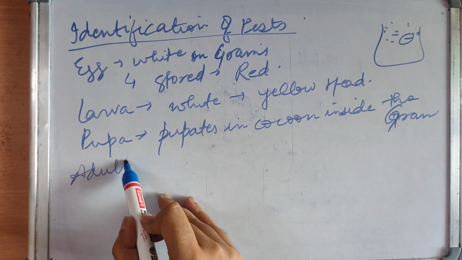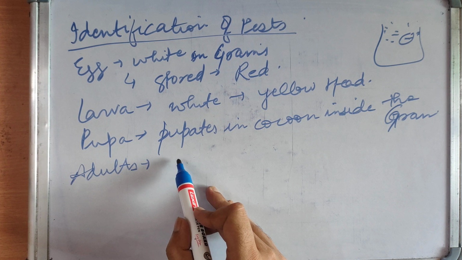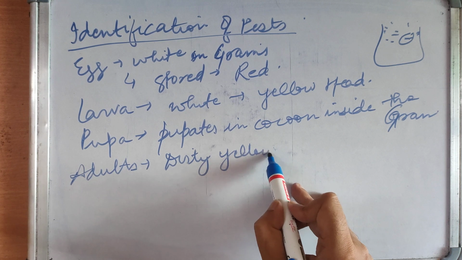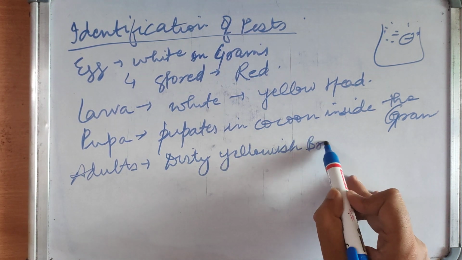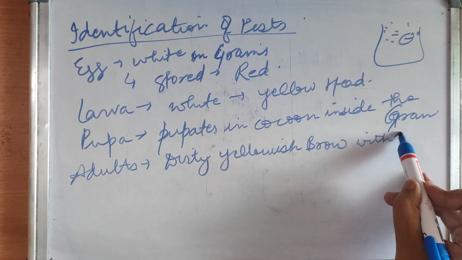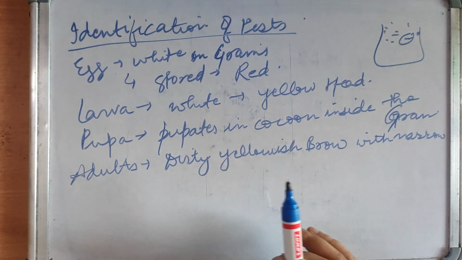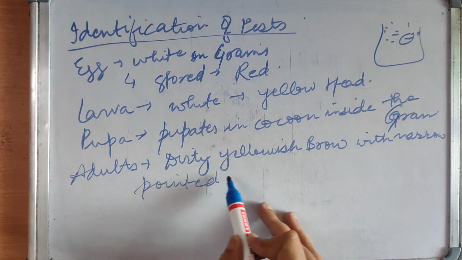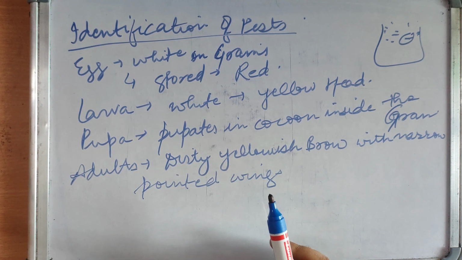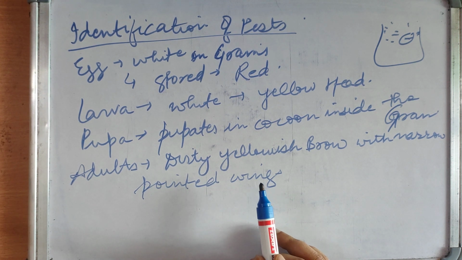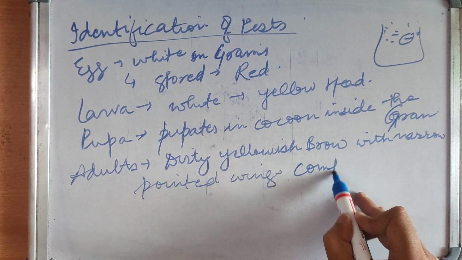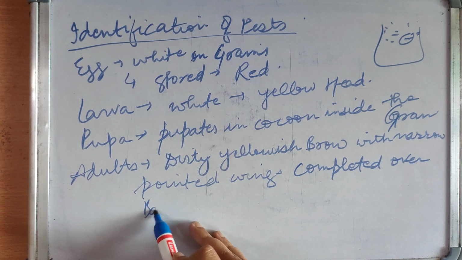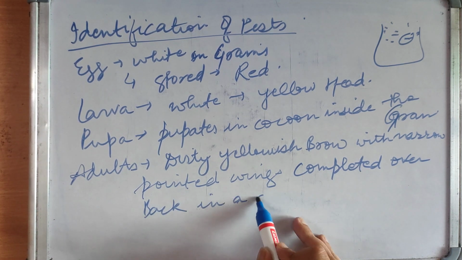Adults are dirty yellowish brown with narrow pointed wings. The wings are completely folded over the back in a sloping manner.